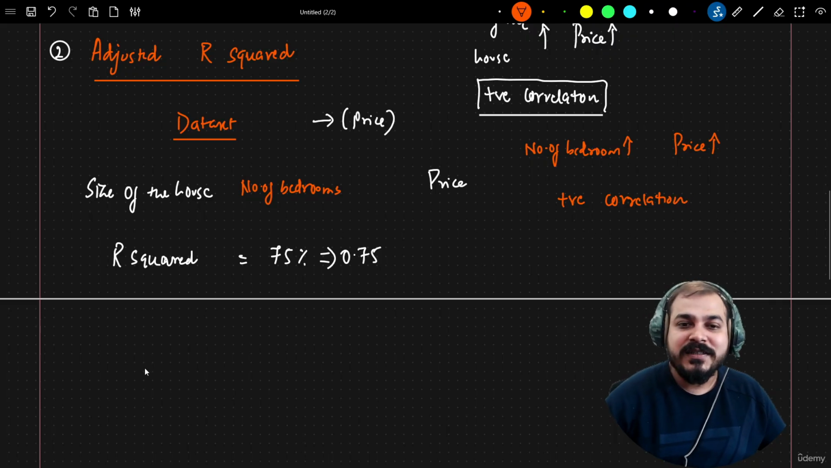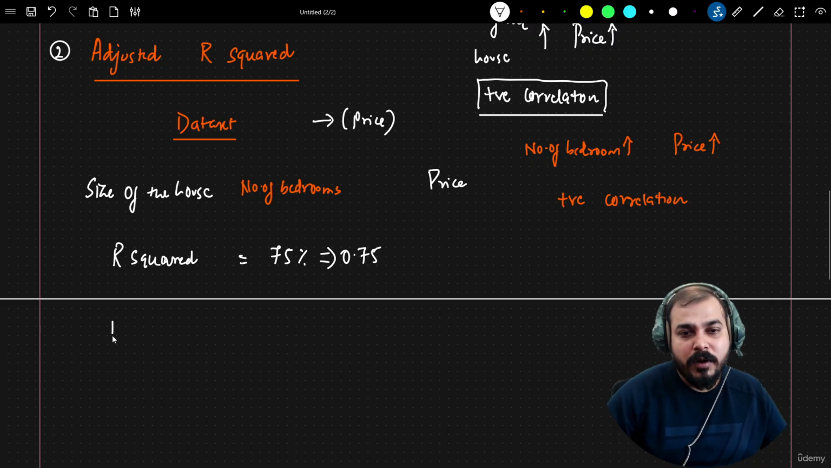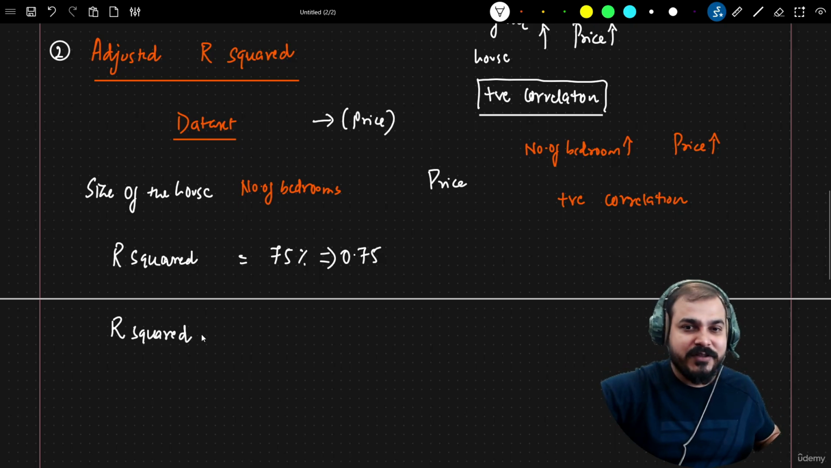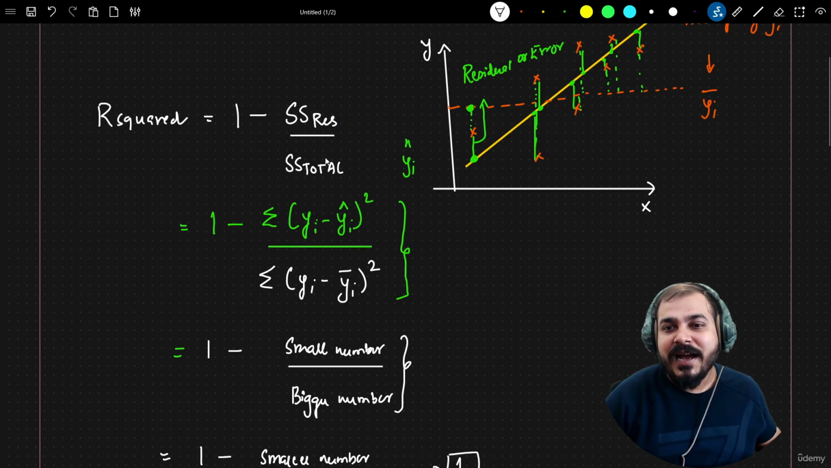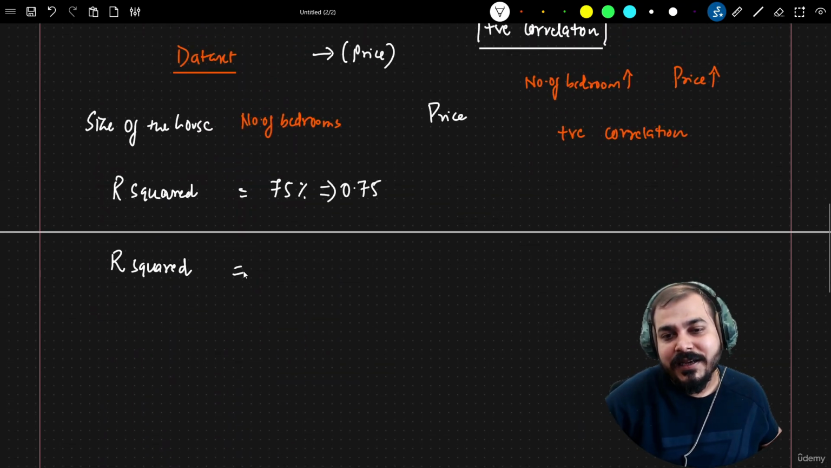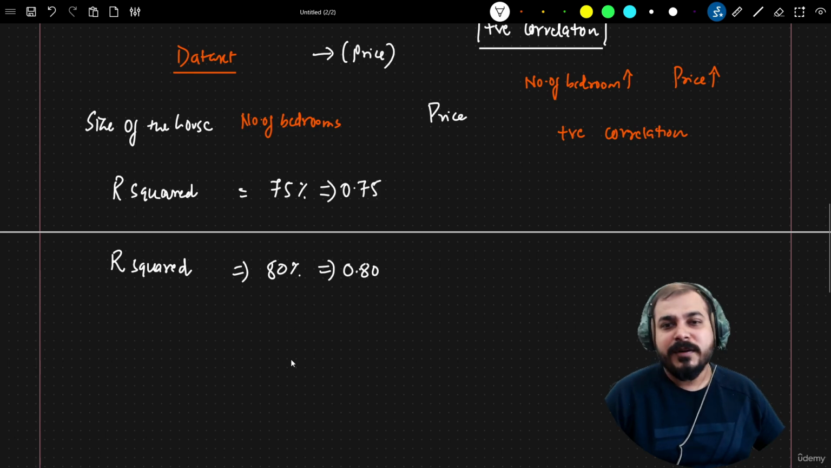So when I'm actually seeing this positive correlation, now if I go and find out my R squared value again, after I create my model and plot or get my best fit line and then apply this entire formula, I am definitely going to see some increase. Let's say here, I'm just assuming that I got 80% accuracy. So this is nothing but 0.80. This is also perfectly fine.